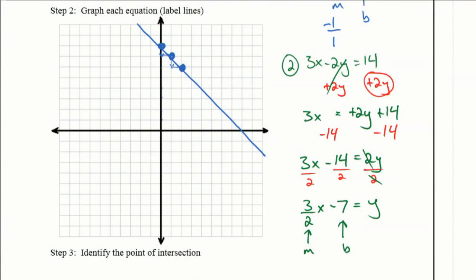My y-intercept is negative 7, so I'm going to go down 7. 1, 2, 3, 4, 5, 6, 7. And my slope is 3 over 2. So I'm going to rise 1, 2, 3, and go over 2. And I'm going to draw another point. I'm going to do this one more time just to make sure I'm getting everything lined up properly. Rise 1, 2, 3, over 2.